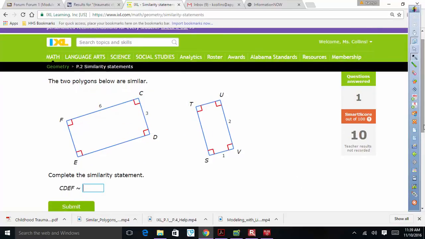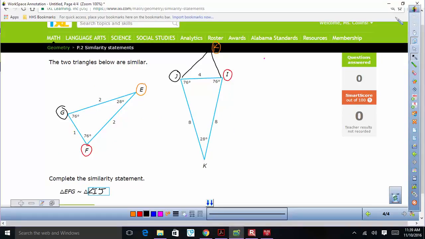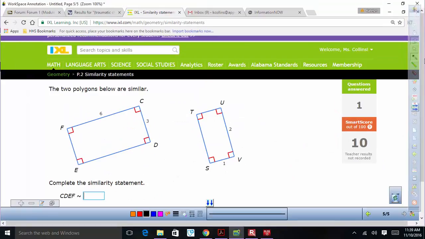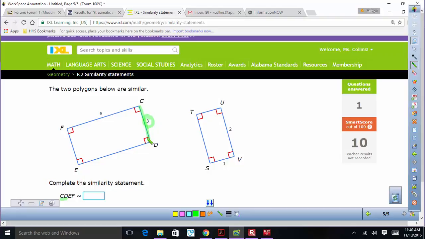Okay, now in this next one, we're going from C to D first. So C to D is this side right here. Now, see how this is given right here, and it's the short side. So we're looking at the short side that is also given here.